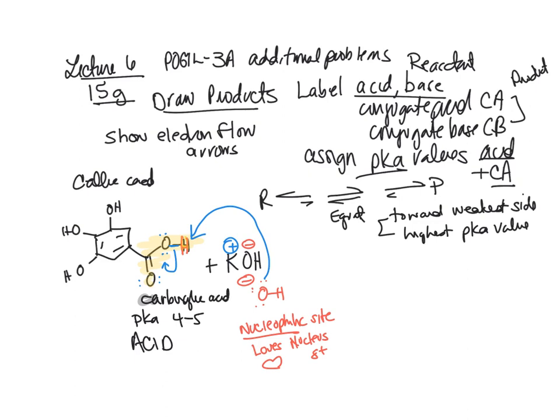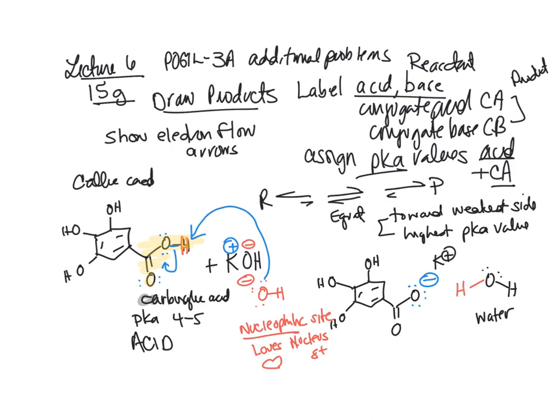And then you draw your product. So you just redraw the gallic acid, the molecule. Nothing happened to this molecule. You draw your carboxylic acid here, and as you can see, your lone pairs then go here and you get a negative. And then this hydrogen is now bonded to the OH, which makes water. And then potassium is going to hang out next to the negative charge. So that's going to be your products. I need you to be able to draw your products. That's the first thing you want to do.